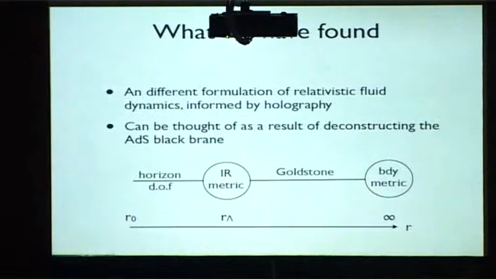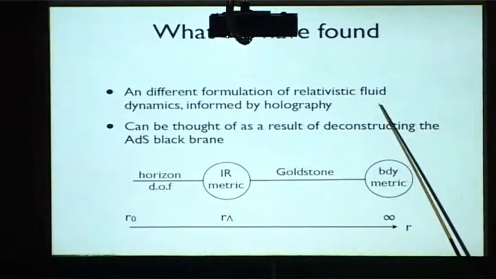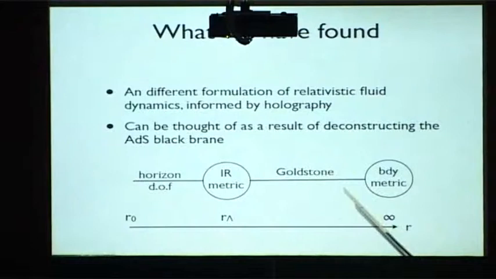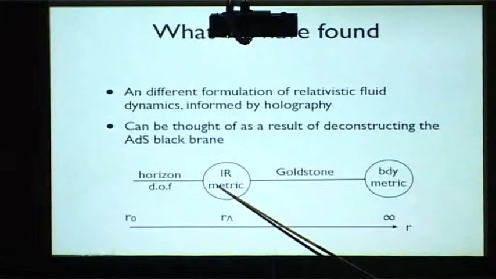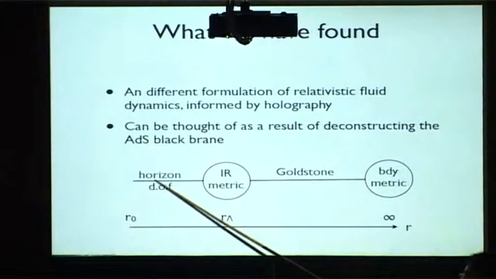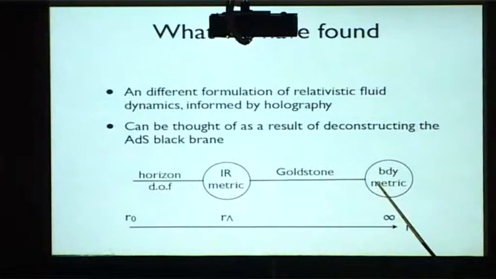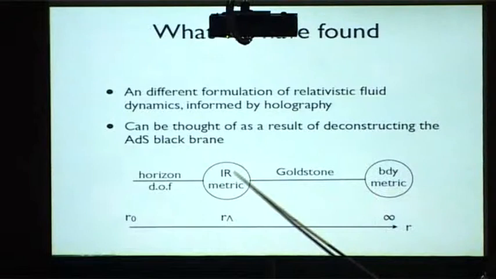Okay, so what we have found is that there exists a different formulation of relativistic fluid dynamics, and that formulation was informed by holography, because this is something we expect to arise from holography. In this formulation, we have a Goldstone boson that is coupled to the boundary metric, in some IR emergent metric, and through this emergent metric, coupled to the horizon degrees of freedom. So it can be thought of as a result of deconstructing the AdS black branes. In order to keep the information about hydrodynamics, all we need to do is replace a big chunk of the metric by a set of Goldstone bosons.